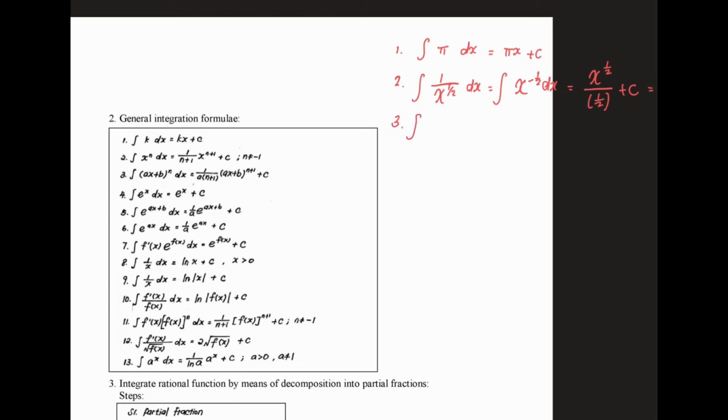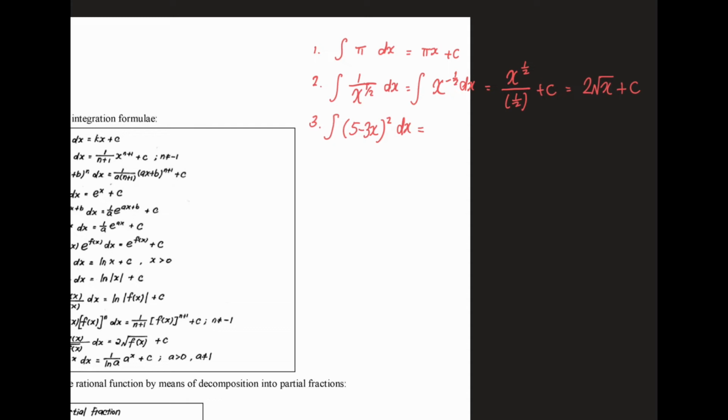If I have integration of (5 minus 3x) to the power of 2. By using the formula in number 3, I need to add 1 to the power. (5 minus 3x) plus 1 to the power, I get power 3. And I need to divide by a. The a is negative 3.